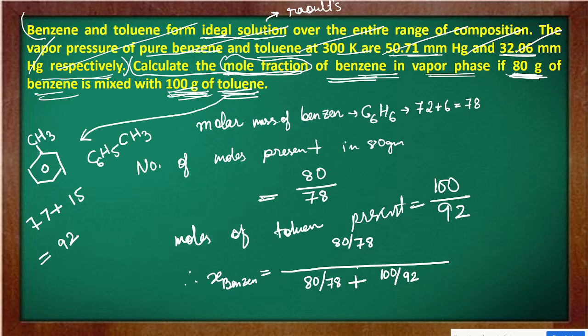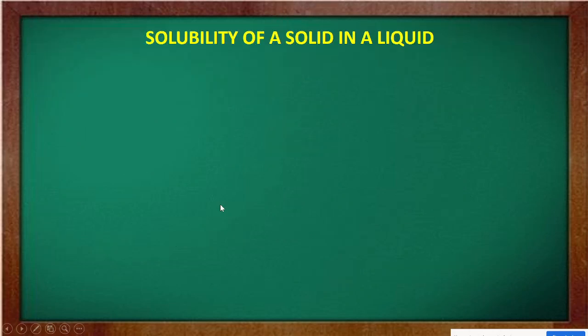And now once again this is your duty. You have to solve this and find the mole fraction of benzene. You are not asked to find the mole fraction of toluene, but if you want to find it, whatever mole fraction of benzene you get, suppose you are getting some Y value, then you subtract that Y from 1, and you will get your mole fraction of toluene in this case also.